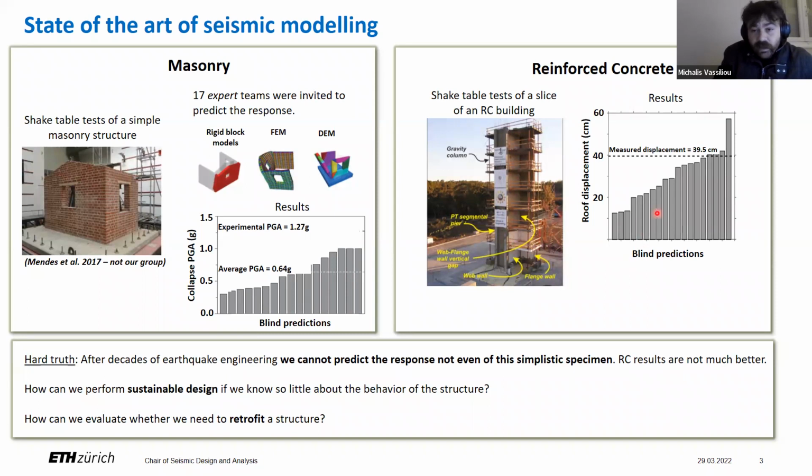Reinforced concrete results are not much better. Here are the results of a blind prediction contest on some tests they did at UCSD in San Diego in 2006. They built a 7-story slice of a reinforced concrete building. They shook it and invited experts to predict the response. Measured displacement was around 40 centimeters on the top, and the experts predicted between 12 and 60 centimeters.